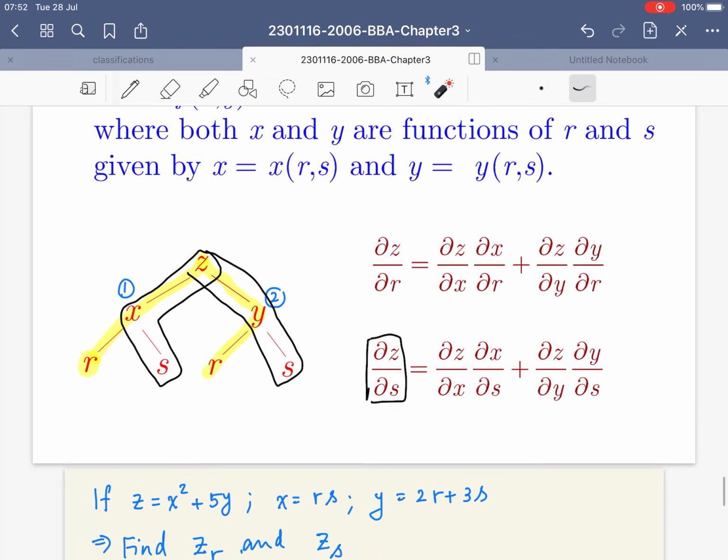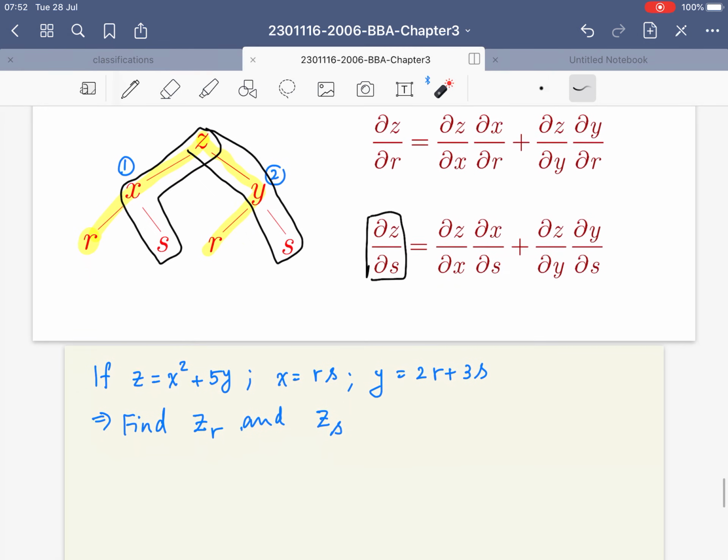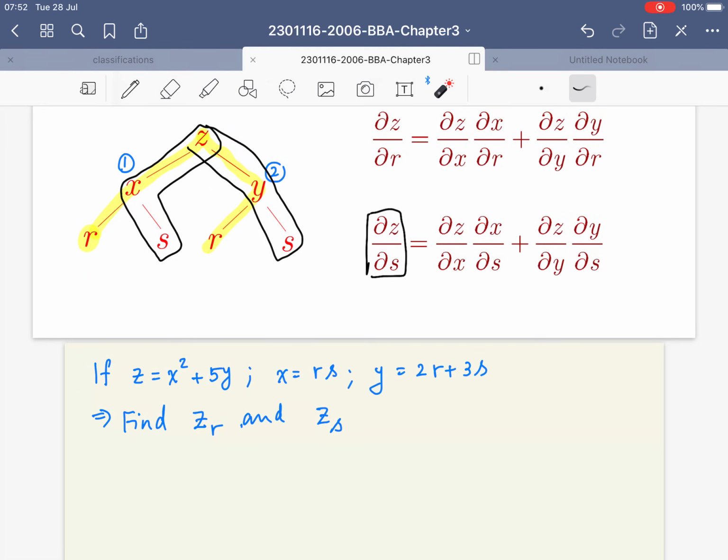All right. For example, let's take a look at this one. If your z is x squared plus 5y, your x depends on r and s, and your y depends on r and s, you are going to find dz by dr and dz by ds.